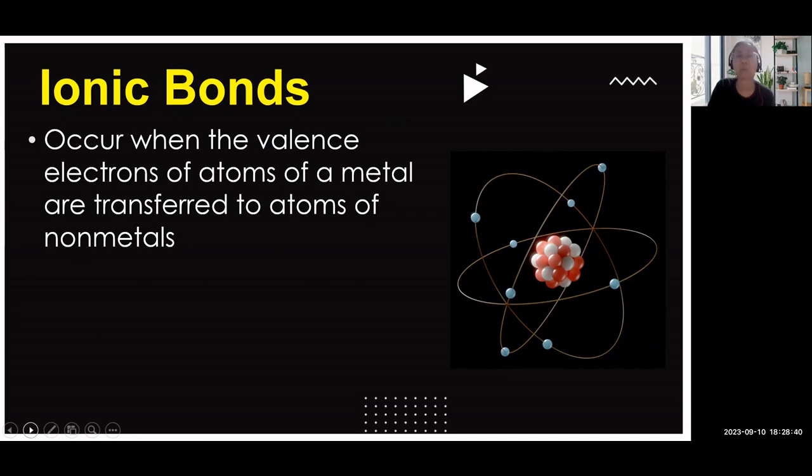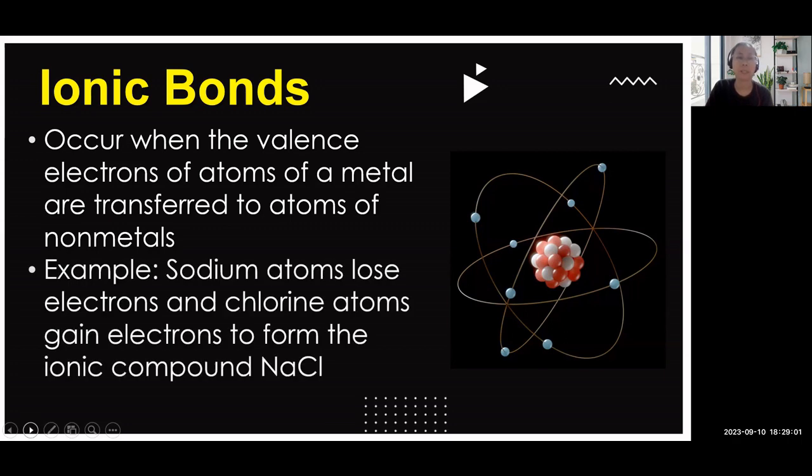Ionic bonds occur when valence electrons of atoms of a metal are transferred to the atoms of nonmetals. We're talking about two different atoms: one is a metal and the other one is a nonmetal. When there's a transfer of electrons from the metal atoms to the nonmetal ones, we have what we call ionic bonds. An example of this would be sodium atoms, which could lose electrons, and chlorine atoms, which gain electrons, to form the ionic compound NaCl, or table salt, which is sodium chloride.